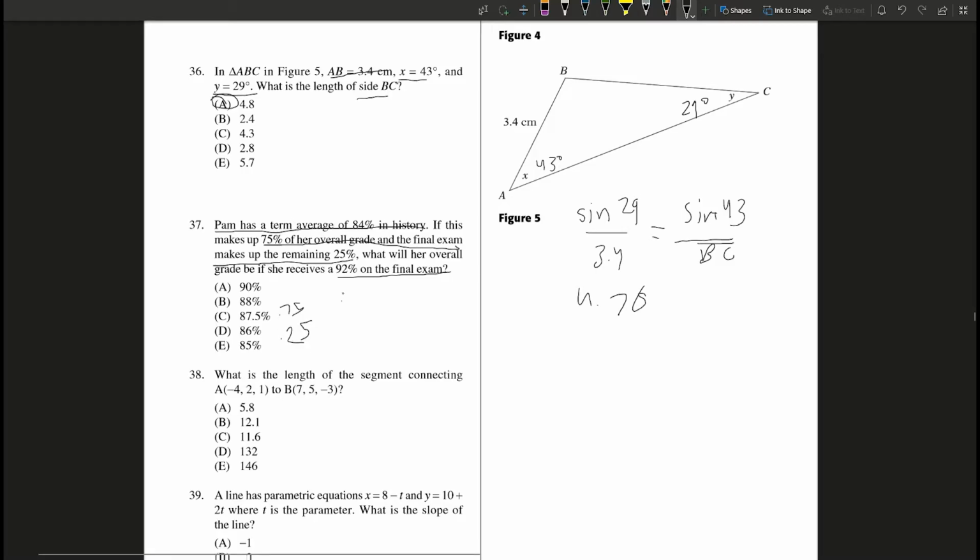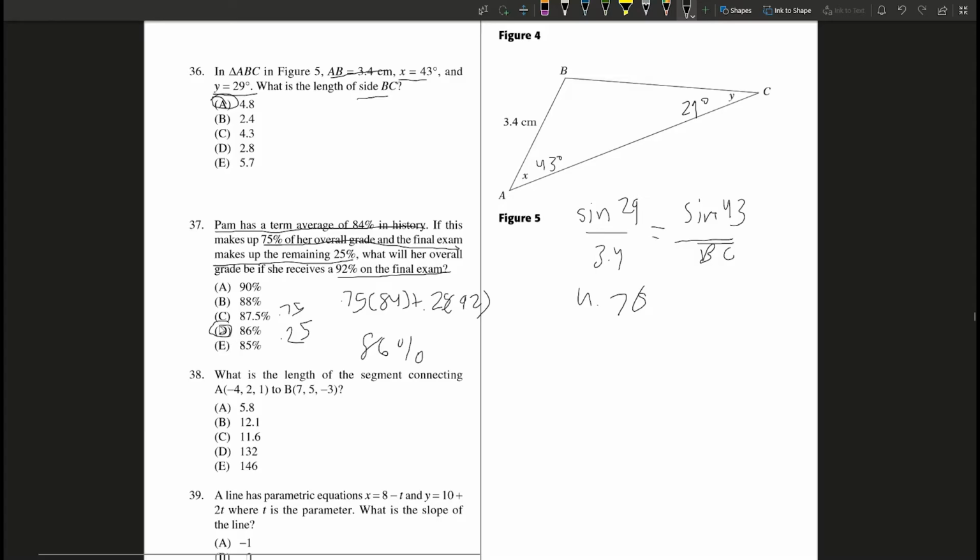So all we have to do is do the term average. So 0.75 times 84 plus 0.25, which is her final exam, times her grade, so 92. And 0.75 times 84 plus 0.25 times 92, that's going to come out to be 86%.